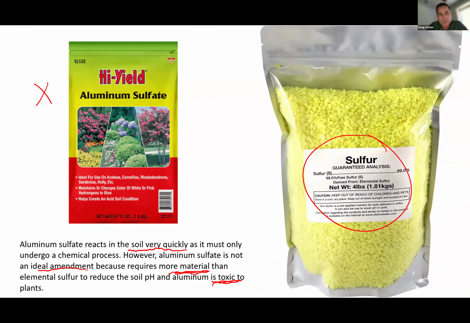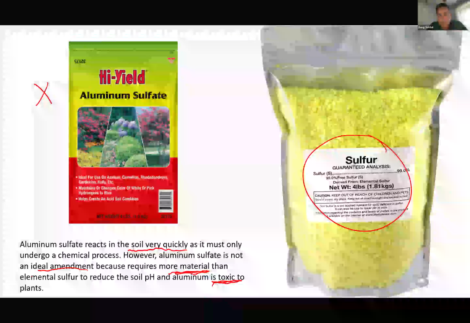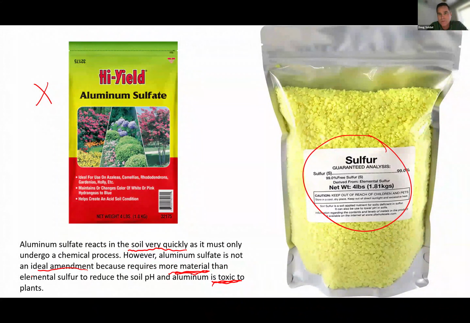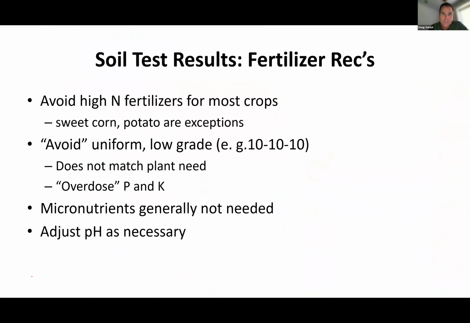So there's certain situations where this might make sense, but overall, sulfur's safer. It's more efficient because you can make soil pH changes with less material. So that's why I like sulfur. Okay, so soil test, we're moving on to fertilizers now.